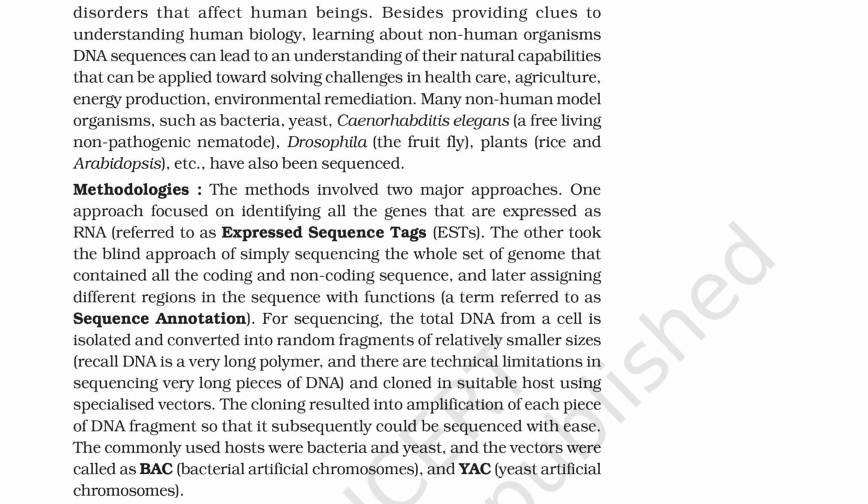For sequencing, the total DNA from a cell is isolated and converted into random fragments of relatively smaller sizes. Recall, DNA is a very long polymer, and there are technical limitations in sequencing very long pieces of DNA. The fragments were cloned in suitable host using specialized vectors. The cloning resulted into amplification of each piece of DNA fragment so that it subsequently could be sequenced with ease. The commonly used hosts were bacteria and yeast, and the vectors were called as BAC, bacterial artificial chromosomes, and YAC, yeast artificial chromosomes.